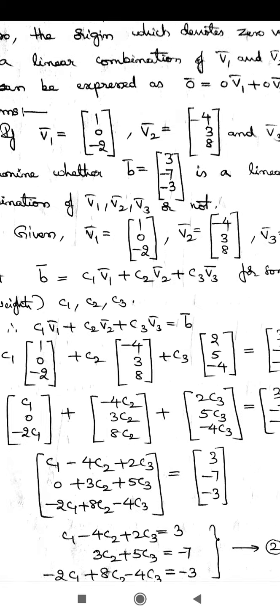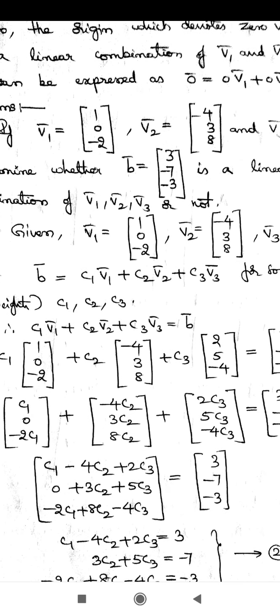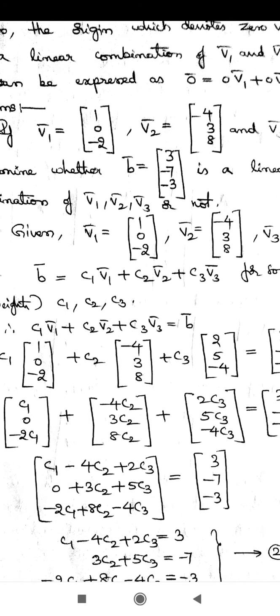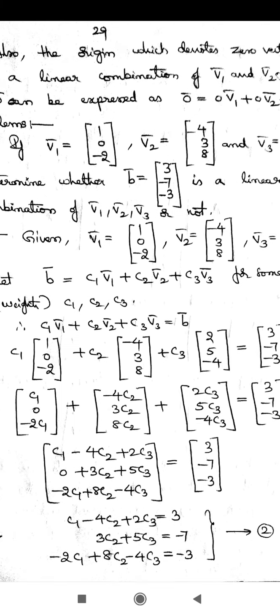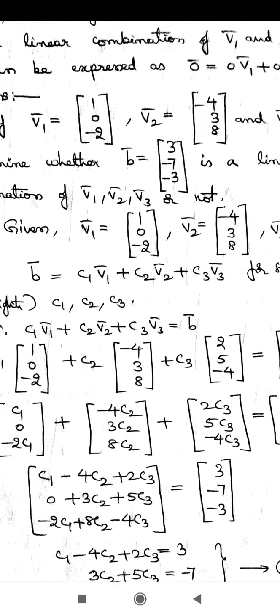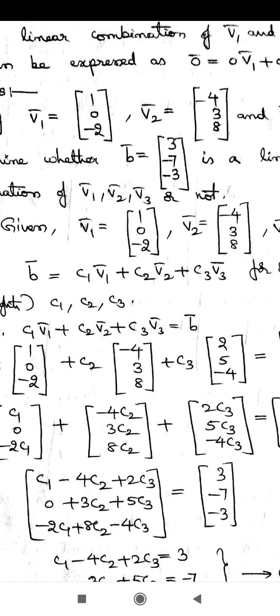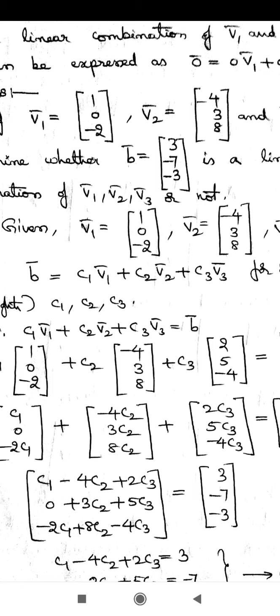When we substitute all the vectors v1, v2, v3 in this, and even b bar on the right hand side, that looks like this, and on the left hand side we can have the scalar multiplications and then add those vectors using addition of vectors, and we can get a single vector on the left hand side, which is c1 minus 4c2 plus 2c3. The next row is 0 plus 3c2 plus 5c3, and the last row is minus 2c1 plus 8c2 minus 4c3.